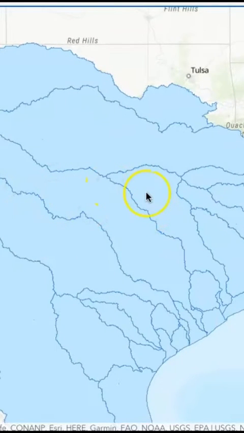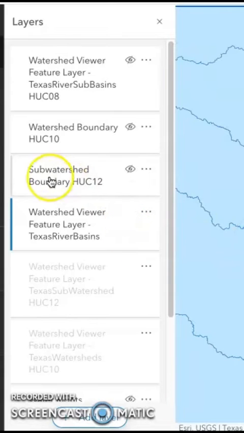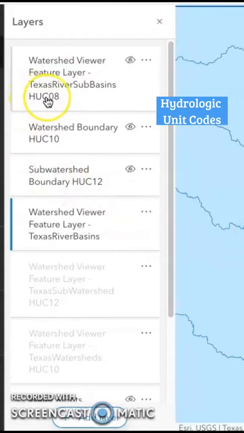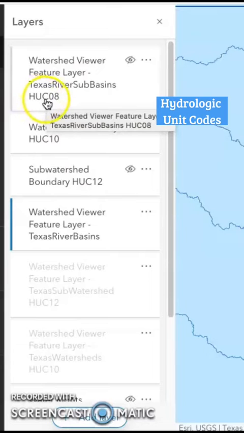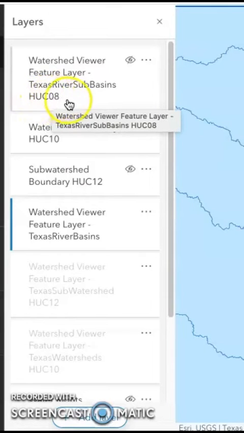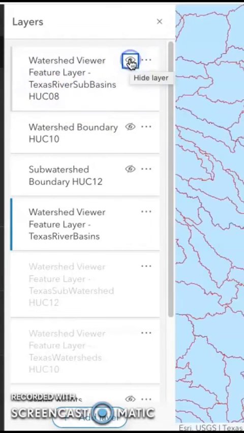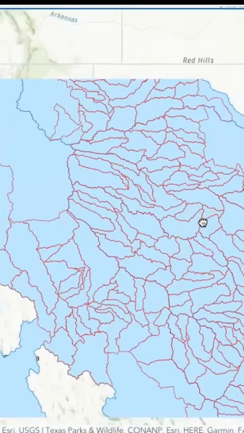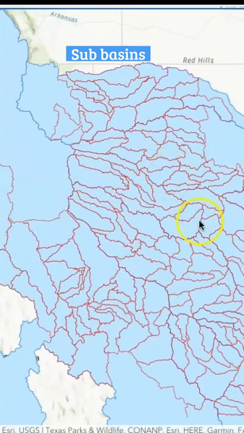But if you want to look a little bit more closely, you can add something called HUCs. So these are hydrologic unit codes. And this is a HUC 8. So it's just a designation of size. And if I add the HUC 8s in, you can see that these are sub-basins. So they're smaller than the overall river basin.